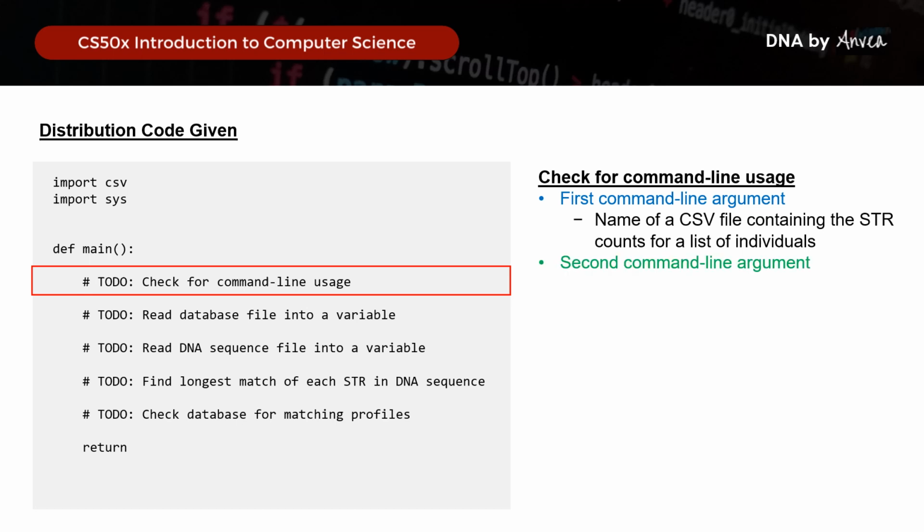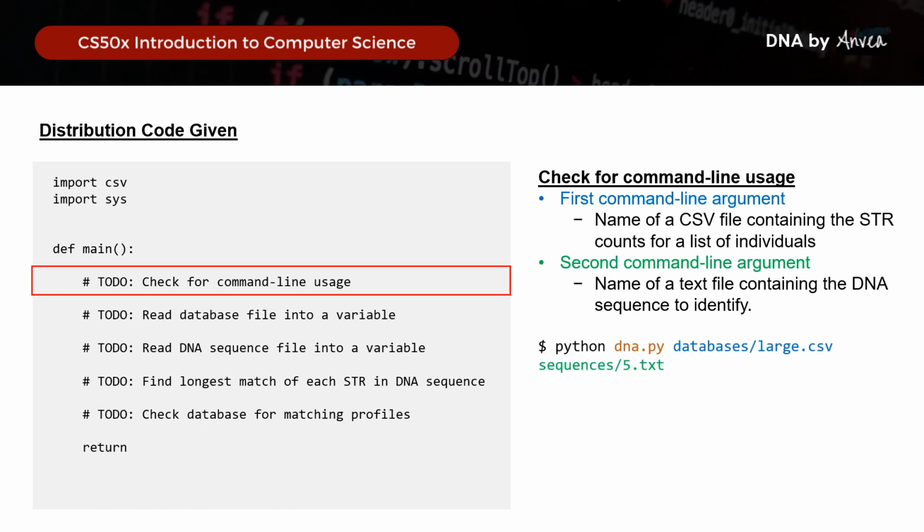Then, the next command line argument would be the name of the text file containing the DNA sequence that we need to identify. So we are basically identifying the 2 files that we will need to work with in this problem set, where the first one, which is the database, contains the list of people and their STR sequences, while the second one contains the unknown DNA sample, and we will need to find out who it belongs to.